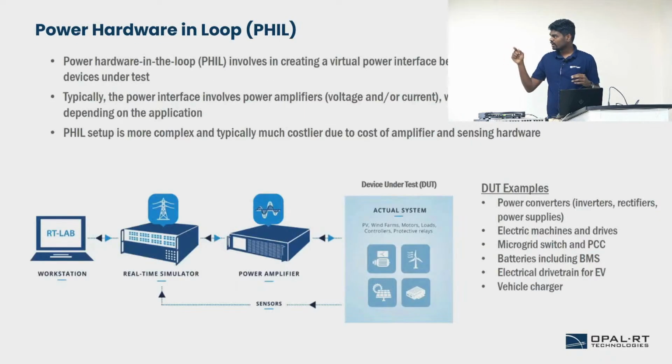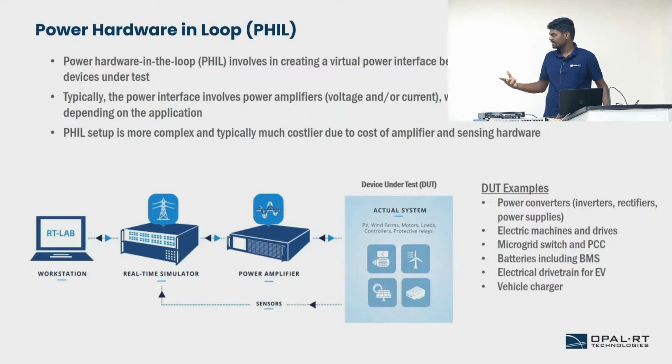We do have one more stage of validation called power hardware in loop. In all the previous cases, whatever interaction you have between the simulation and the external world was a signal level interaction. Even here, I only have a signal level interaction between the controller and the simulated plant. But in power hardware in loop, you will have a power level interaction with your device under test.